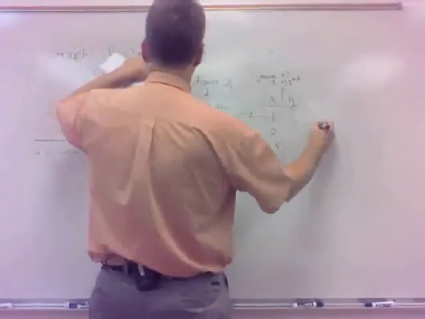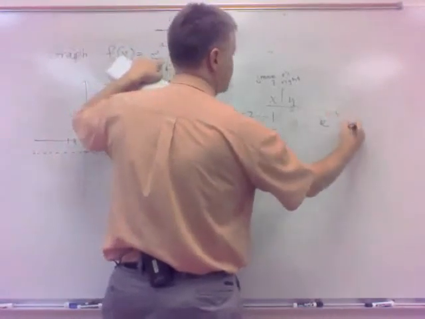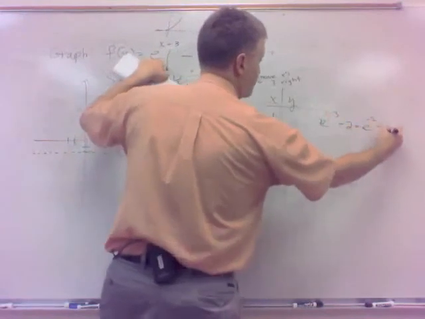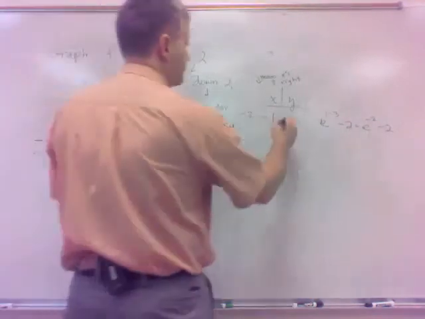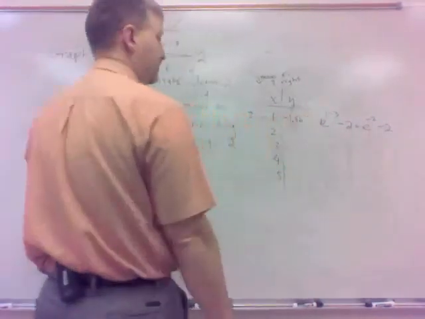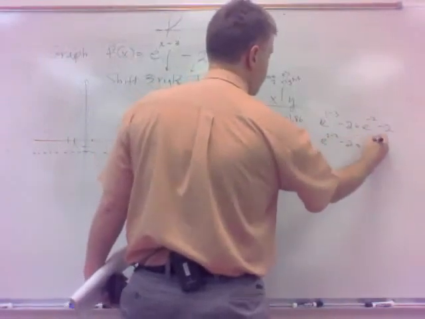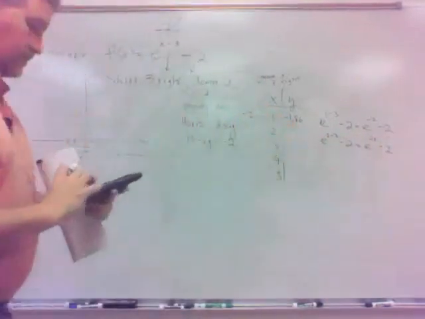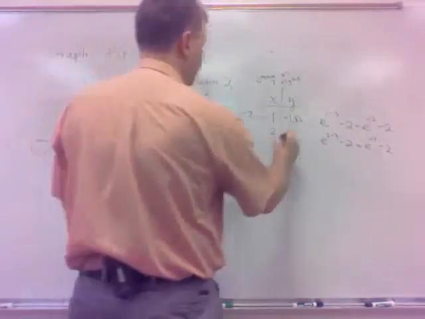All right. So if x is 1, we have y is e to the 1 minus 3 minus 2. So that's e to the minus 2 minus 2, which, just plug that in. It's negative 1.86. So at 1, I'm at negative 1.86. At x is 2, we'll have e to the 2 minus 3 minus 2. That's e to the minus 1 minus 2, which mine says negative 1.63.